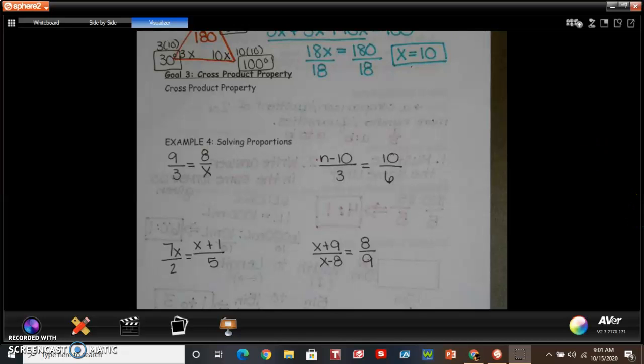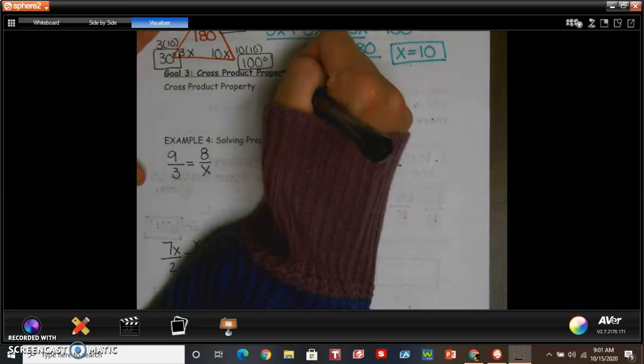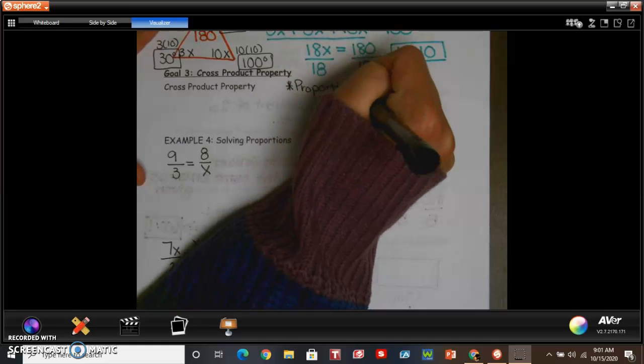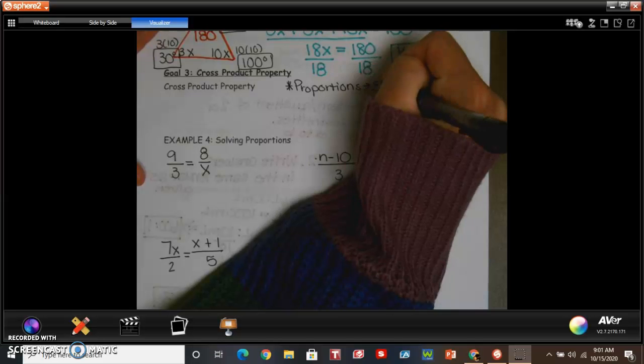All right, so we're picking up here with goal 3. Goal 3 is the cross product property, and you've definitely seen this before. Cross product property is dealing with proportions, and proportions are equal ratios. So make a little note of that. Proportions are equal ratios.